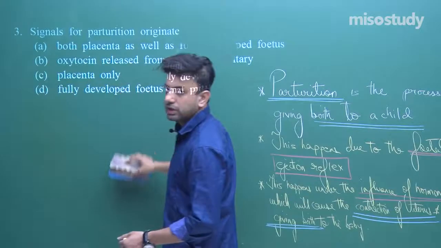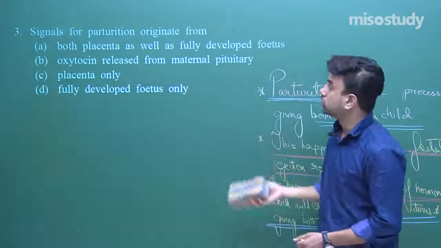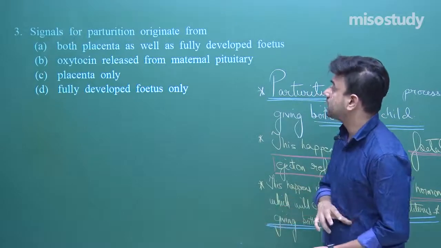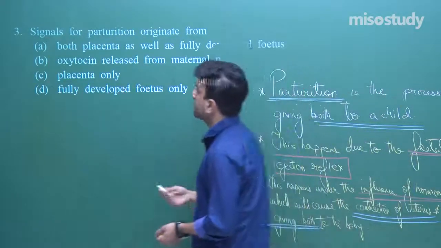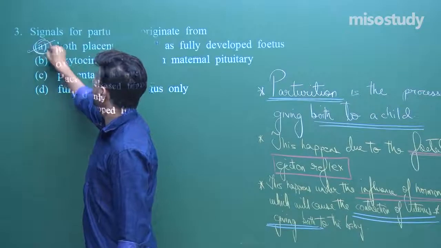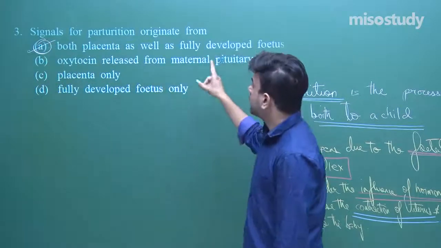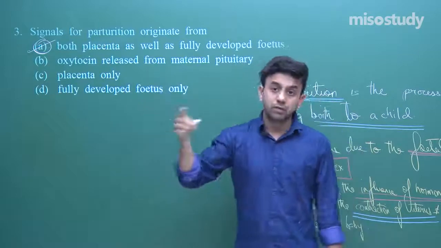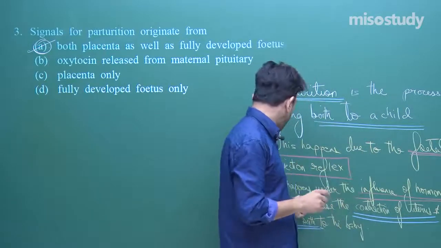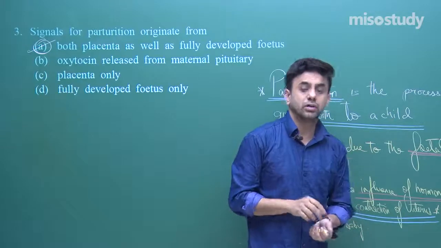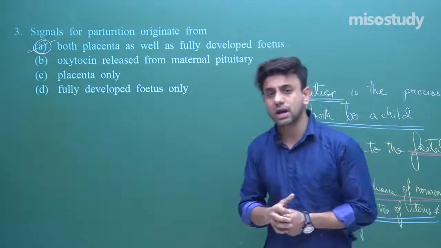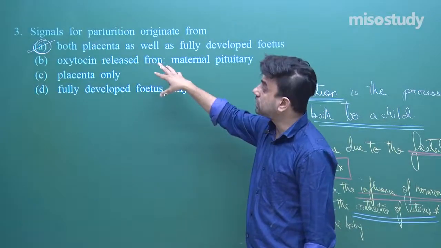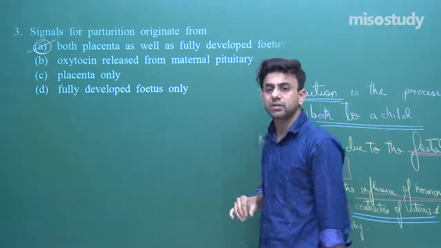The parturition, it is under the influence of both the hormones. So these signals of parturition will originate from both the placenta as well as a fully developed fetus. When the parturition has developed, then, due to that fetal ejection reflex, the oxytocin gets released, and which causes the contraction of the uterus. But what we will see, the signals of parturition will develop from both the placenta as well as the fully developed fetus.